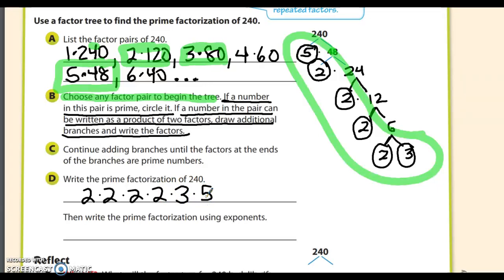And then the next step is we really like to write the prime factorization using exponents. Which of these appears more than once? The 2 does. 2 is the base, and there are 4 of them. So it's going to be 2 to the 4th power times 3 times 5. That is how you write the prime factorization using exponents. They gave us a bigger number, so it ended up looking kind of confusing. Let's go to the reflect.